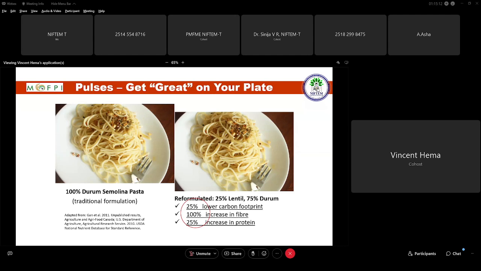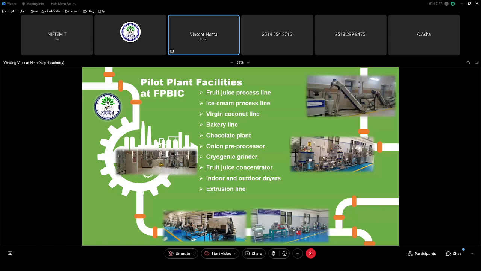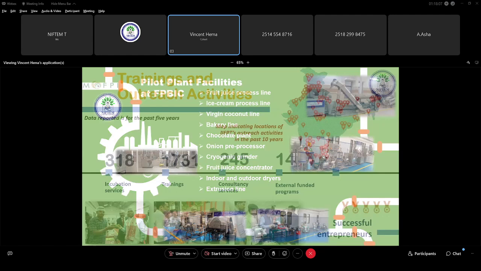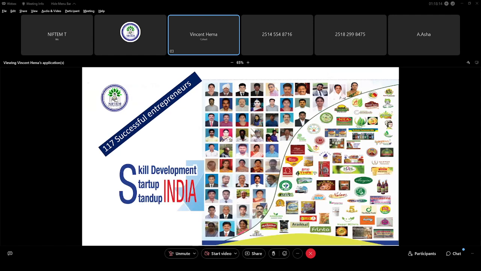For entrepreneurs, it will give a good opportunity. The Government of India is also supporting startups a lot recently, with different schemes. IIFPT also offers technology transfer programs, technical guidelines, services, training, and hands-on training programs for industry. All the lines and facilities in the incubation center we are offering to startups and industry for test market trials. People have been trained successfully and nowadays are running industries successfully.